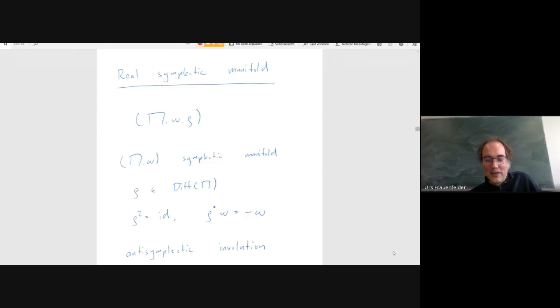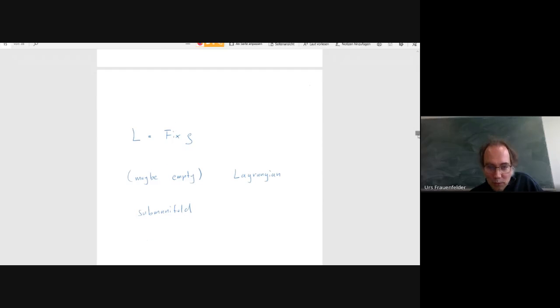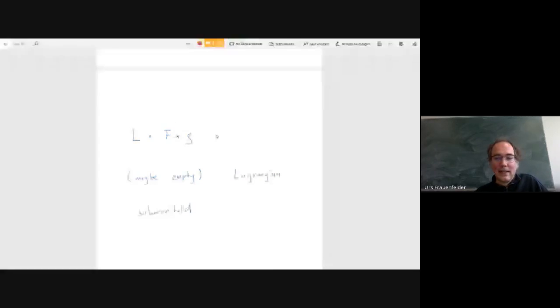Good. Okay, so maybe there is also some B interpretation of this, but for a real symplectic manifold it is just this. What you always have is that you can look at the fixed point set of this anti-symplectic involution, and this fixed point set is always a Lagrangian submanifold. For example, if you take C^n and complex conjugation, the fixed point set is R^n. This is Lagrangian, but it could be empty.